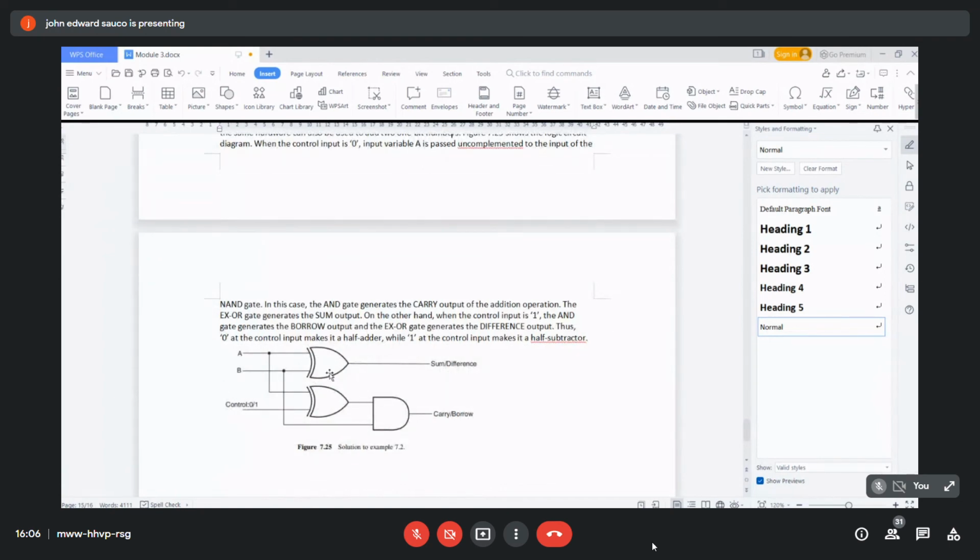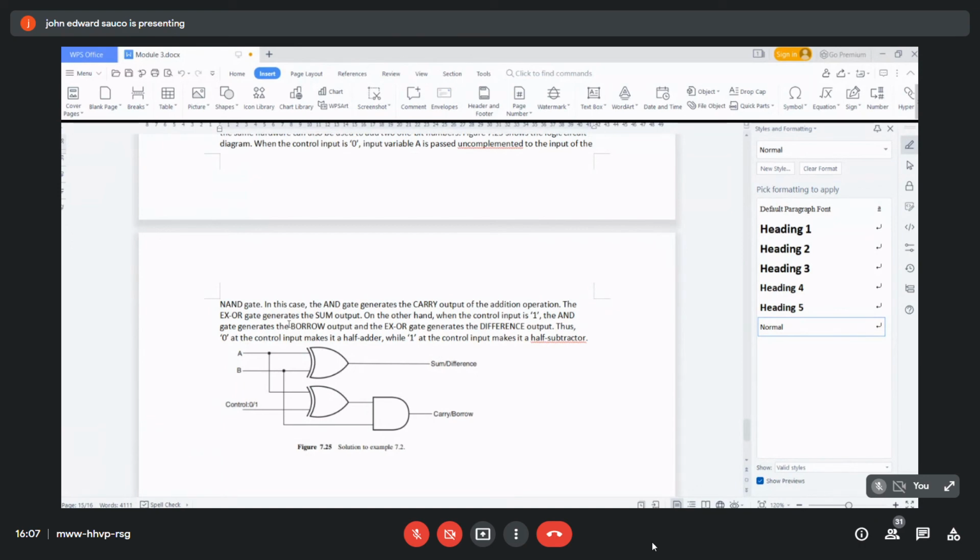Siyempre, sinabi na to doon. Pinahaba lang. Gumamit siya ng controlled inverter. Gamit yung adder, ito, XOR, and NAND. Dinagdagan niya ng controlled inverter sa gitna kasi kung subtractor lang, is fixed inverter dapat yan. Pero dahil gagamit ka ng adder and subtractor, is controlled siya. So, you control 0 and 1.